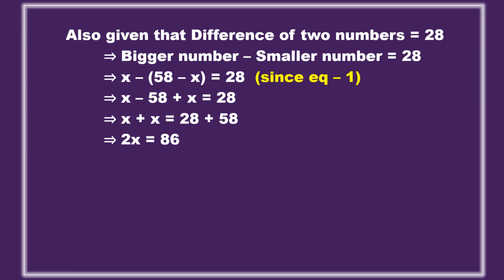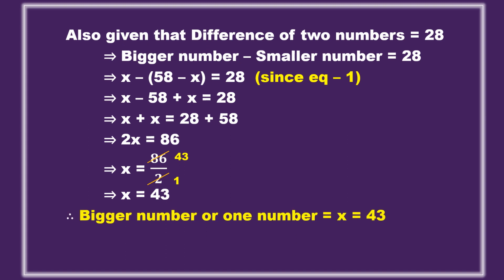Now I want my x. So what is there extra with x? 2. So what is 2 doing here? It is multiplying. So whenever multiplication goes there, it becomes division. Now I'll divide 86 by 2: 2 fours are 8, 2 threes are 6, so 43. So x I got 43. Whatever x is, that is our big number, so let me write the big number as 43.